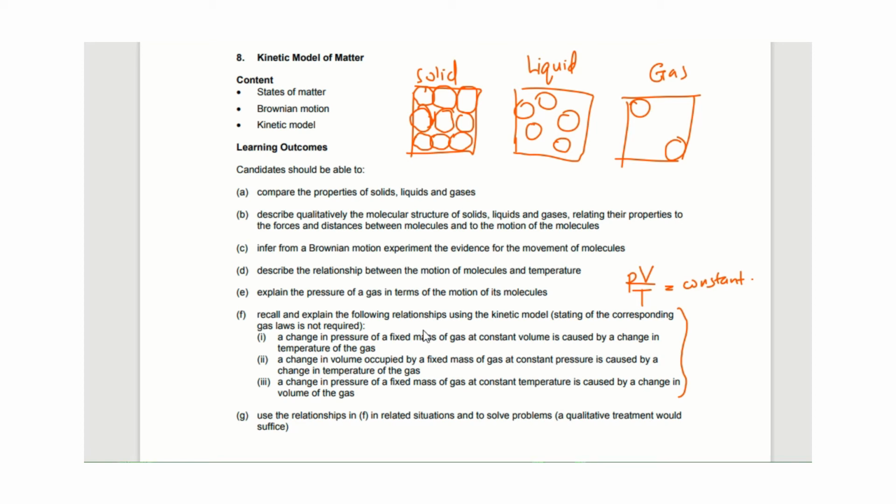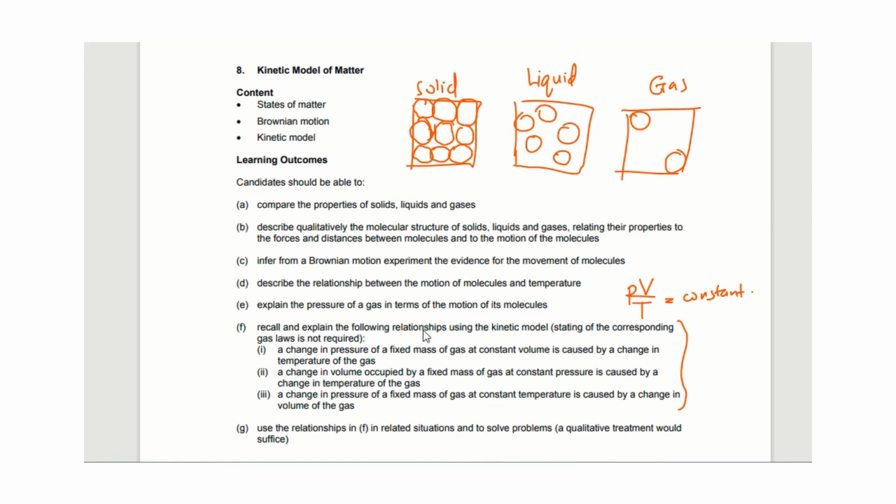If I have a fixed amount of gas, when temperature increases, pressure will also increase if the volume remains constant. That is part 1. Part 2 is saying that if you have a constant pressure, when temperature increases, volume will also increase for a fixed mass of gas. Part 3 is saying that for a fixed mass of gas, if temperature remains constant, then when P increases, V must decrease.